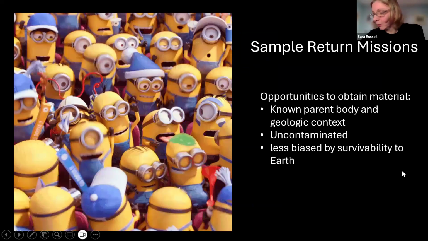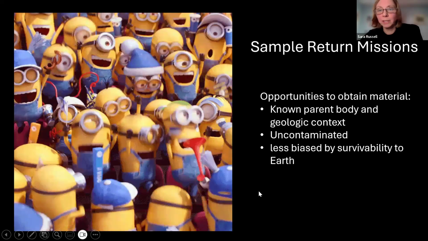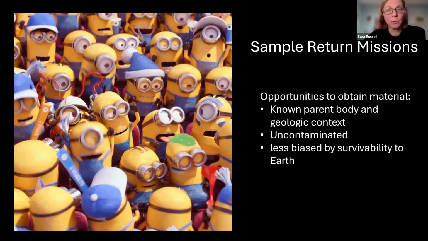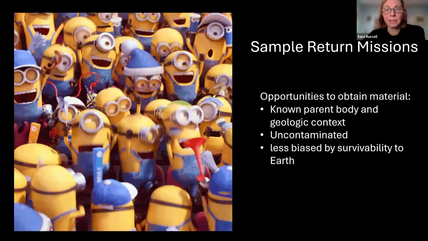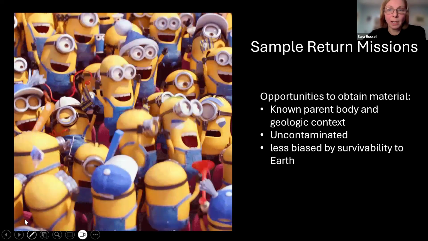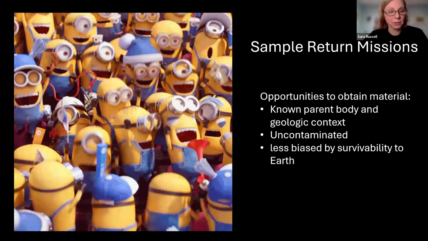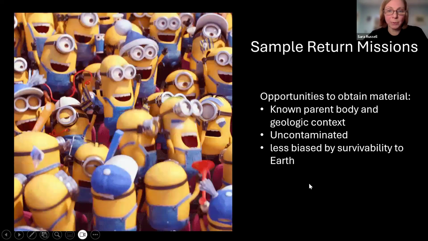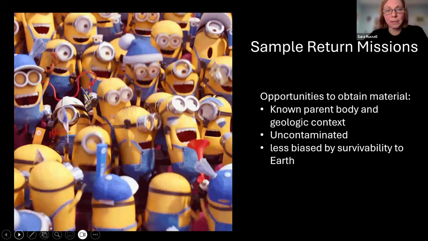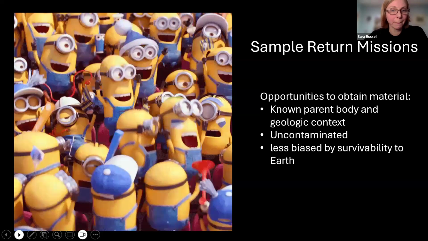Okay, so next I'm going to talk about sample return missions. This is how meteoriticists feel about sample return missions: very, very excited, because these are an opportunity to obtain material where we know where it's come from. That means we can get both the astronomical context of knowing what kind of asteroid it is and where it came from, and also the geological context of knowing what the specific asteroid's geology was like. We can get uncontaminated samples, and also we can pick them so they'll be less biased by survivability to Earth, so we won't only get the ones that are strong enough to survive coming through the Earth's atmosphere.